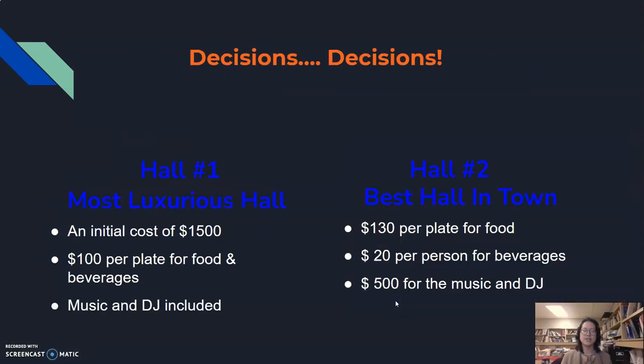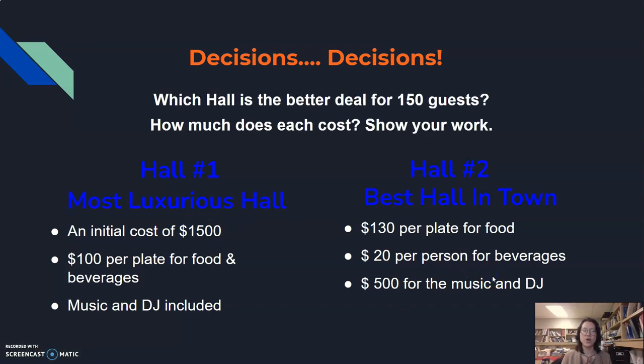So your job is to decide and calculate which hall we should go with. Which hall is the better deal for 150 guests? We know that there are 150 people that want to attend this athletic banquet. If there are going to be 150 people attending, how much does hall number 1 cost in total? You're going to calculate that and show all your work. And after that, you're going to calculate how much it would cost if 150 guests went to hall number 2. I want you to show your work.